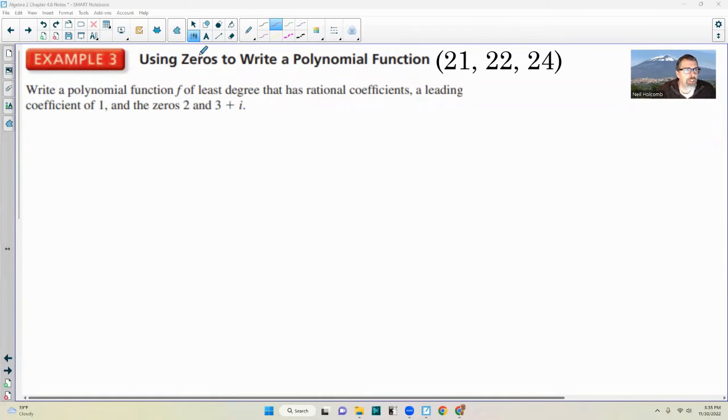Okay, so example 3 is using zeros to write a polynomial function. It says to write a polynomial function f of least degree that has rational coefficients, a leading coefficient of 1. Okay, so the coefficients have to be rational, no irrational coefficients, no square root of 3 x squared, that kind of thing. And the zeros are going to be 2 and 3i. Okay, keep in mind the complex conjugate theorem. And so if we have a leading coefficient of 1, then I know it's something x. So let's call it f of x.